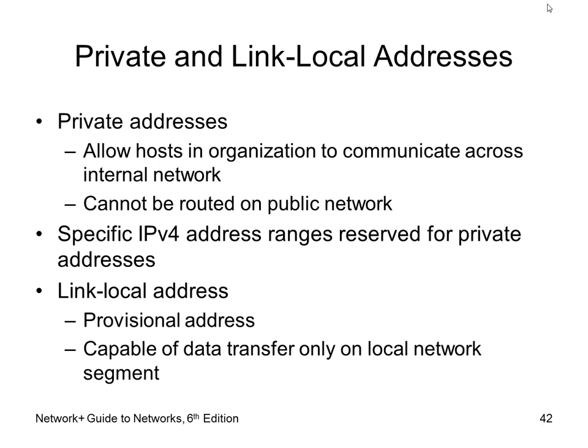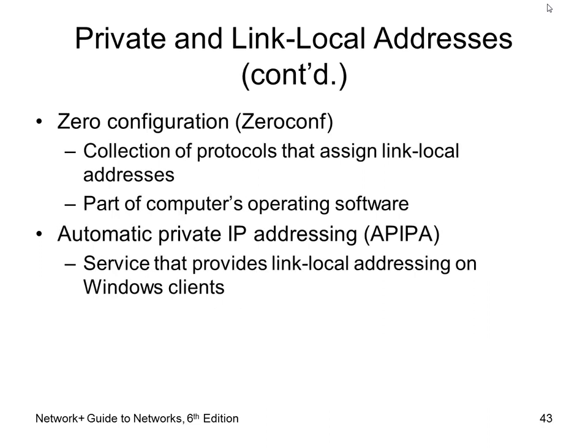There's also a link local address, which is a provisional address. They talk about the same thing, but it's also talked more about in IPv6. It's capable of data transfers only on your local network. They're only internal. It's also private or zero configuration. It says a collection of protocols that assign link local addresses, and they did mention here APIPA, automatic private IP addressing, is one of those that automatically does it for us.